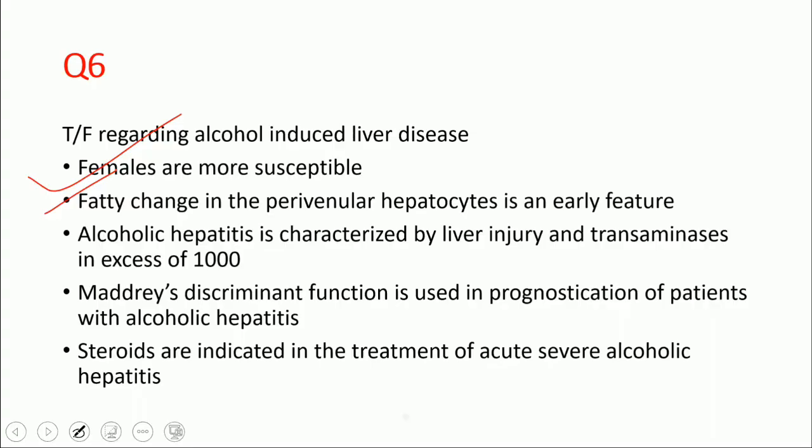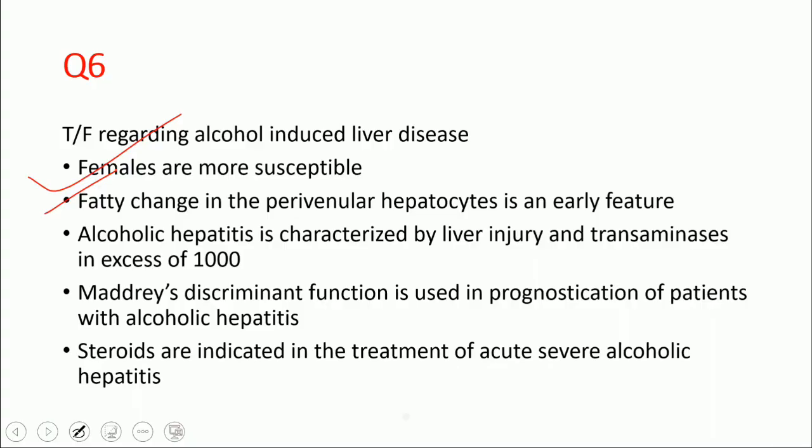Almost never. Usually it's around 300 to 500, but never more than that. If you have a patient where you're suspecting alcoholic hepatitis and the transaminases are more than 1000, there is something else going on, right? Pure alcoholic hepatitis, this is very important, does not cause transaminases of 1000, usually around 300 to 500 maximum, right?